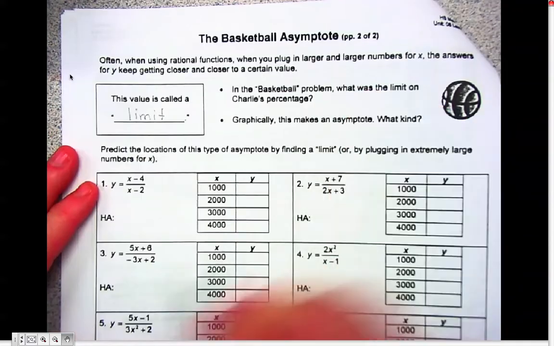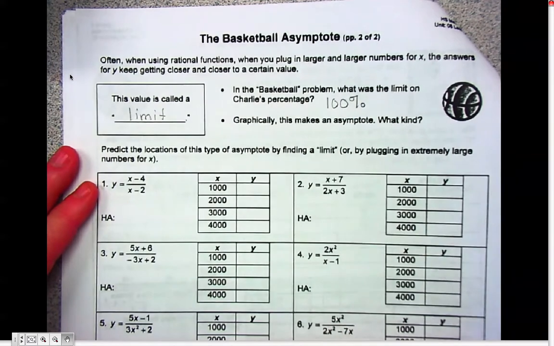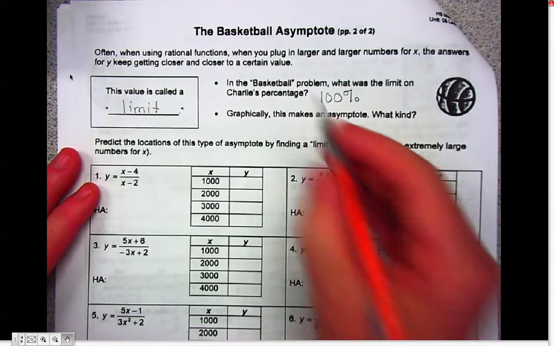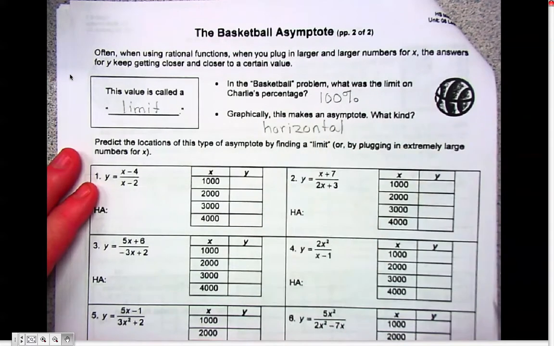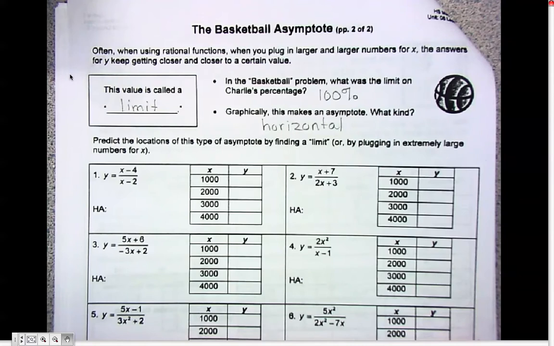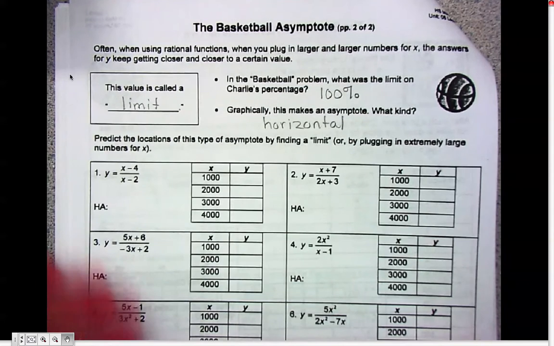Okay, so in the basketball problem, what was the limit? 100%. Graphically, this makes a horizontal asymptote. So the day before, we had looked at vertical asymptotes. Now this is looking at horizontal asymptotes. Did y'all get the tables filled out all right?